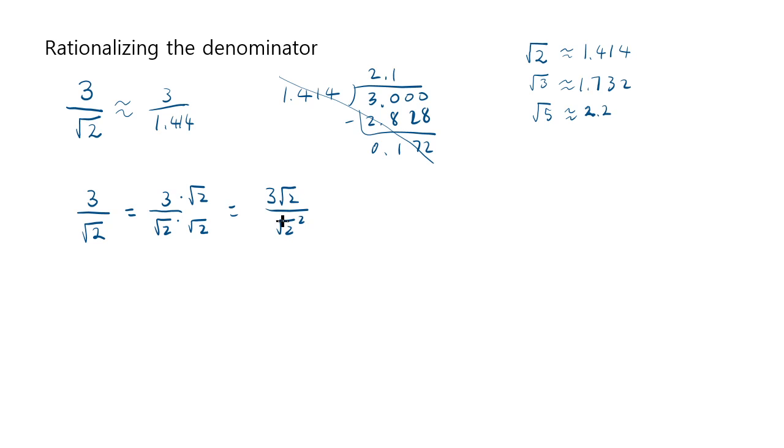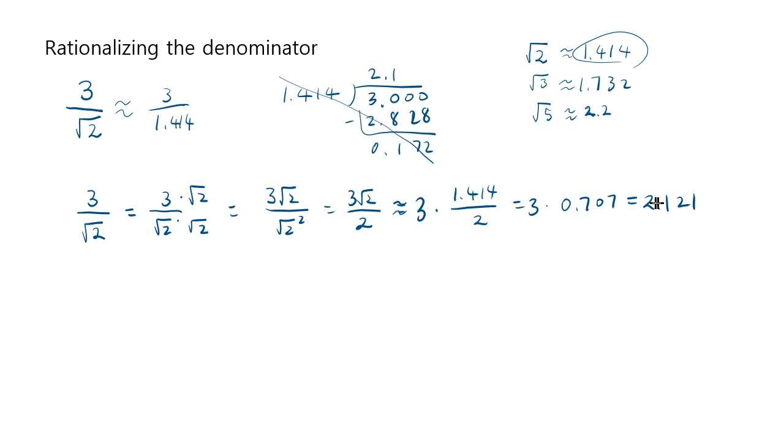And if you take the square of the square root, they cancel. So you end up with 3 times the square root of 2 divided by 2. And this actually is much easier to calculate than trying to divide 3 by 1.414, because square root of 2 is about 1.414, and you divide by 2, that's about 3 times 0.707, and then 3 times 7 is 21, so it's 2.121.